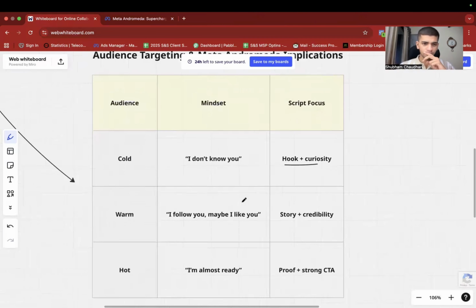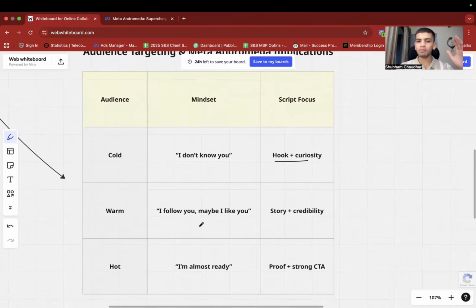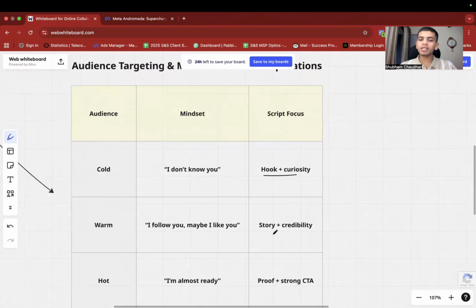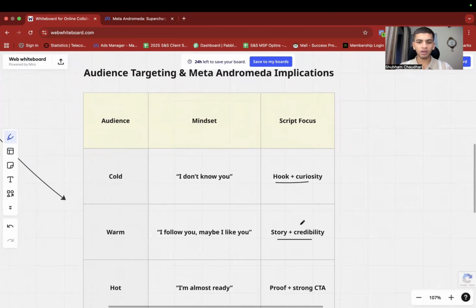If you're trying to target a warm audience, the mindset they might be having is, I follow you, maybe I like you, maybe I have seen you somewhere, maybe I have heard about you somewhere. So it is very important to build your story and credibility there as well, because to get them to know you and get them ready to pay you, you need to resonate with them through your story. Then they will know, okay, Shubham was also someone just like me, right? And then credibility about how you have done things, how great you are, and all those things.